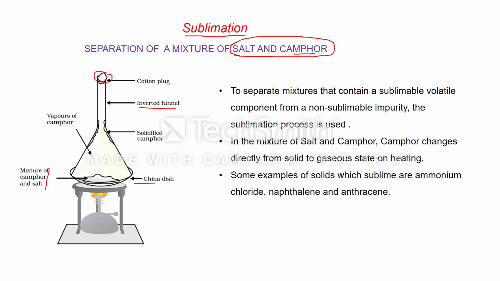Vapors come directly from solid to gas. Camphor goes from solid to gas, and when these vapors of camphor come to the upper part of this funnel, where there is a cooler area, they solidify. This is solidified camphor. In this way we can separate camphor from salt.